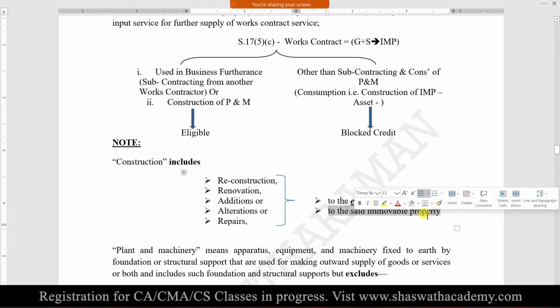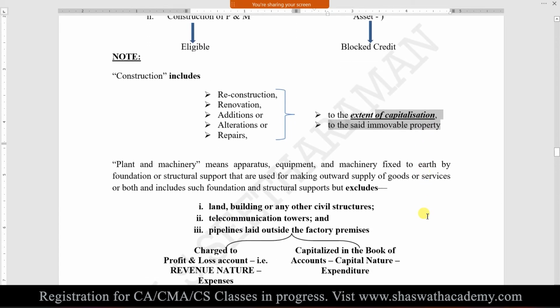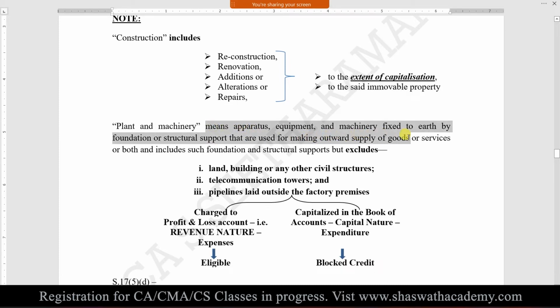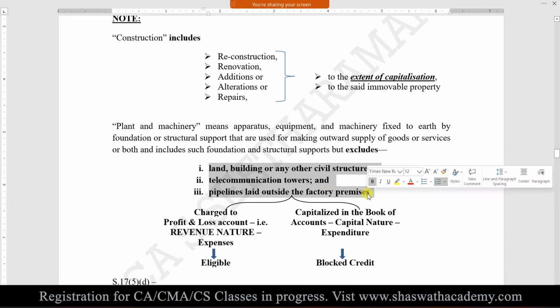Sir, immovable property, how can I call it plant and machinery? Yes. Plant and machinery has a special definition here. Look at this: plant and machinery means an apparatus, equipment or machinery fixed to the earth by foundation or structural support that are used for making the outward supply, but excludes this. My dear, land and building or a civil structure, telecommunication towers and pipelines laid outside the factory cannot be considered as plant and machinery. First, register this in your mind. It cannot be considered as plant and machinery. It is outside the plant and machinery scope.